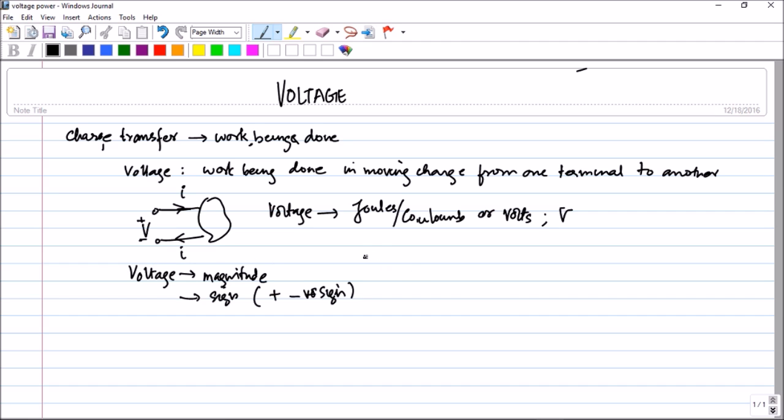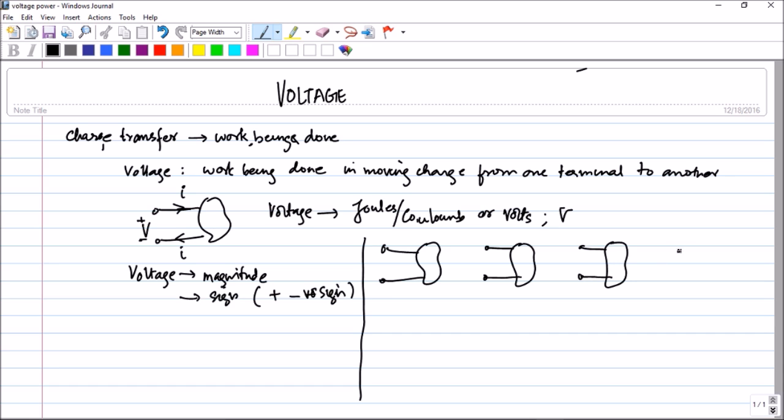the circuit element. Now, at this point, we have to understand certain sign conventions, which is going to be throughout this session, throughout this lecture, and throughout the course as well. So, let me put four different cases here. These are all circuit elements 1, 2, 3, and 4. Okay, now let us name the terminals here A, B, A, B, A, B, A, and B.